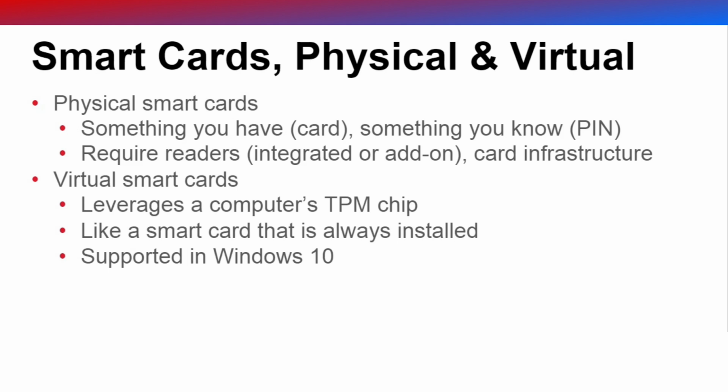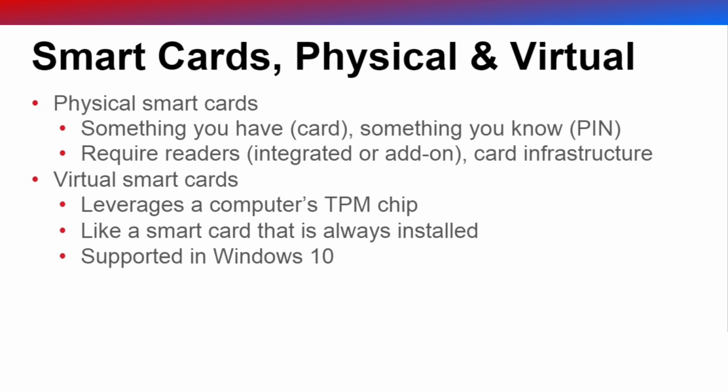So with a smart card, we have something you have, a card, and something that you know, a personal identification number. In the past, they have been great but expensive, right? Because you've got to have devices to read the smart cards. They might be integrated into keyboards. There might be separate little smart card readers that you can retrofit via USB. And then you've got that whole infrastructure for producing the cards and so forth. So the virtual smart card reduces the cost.